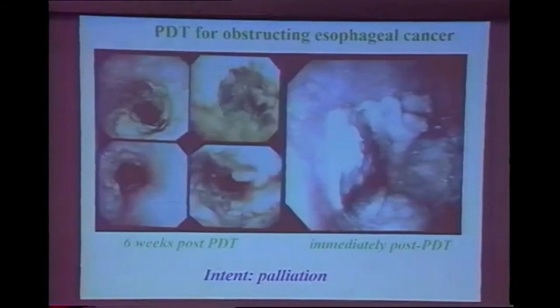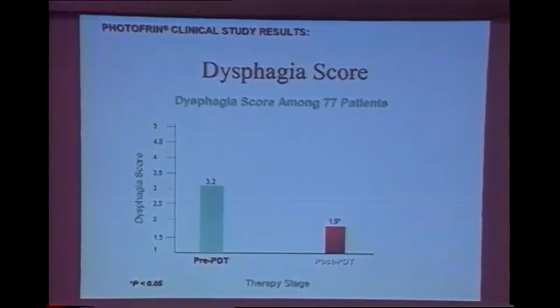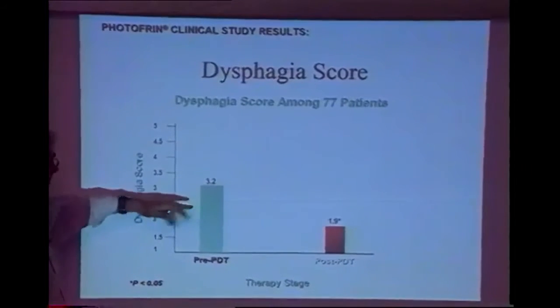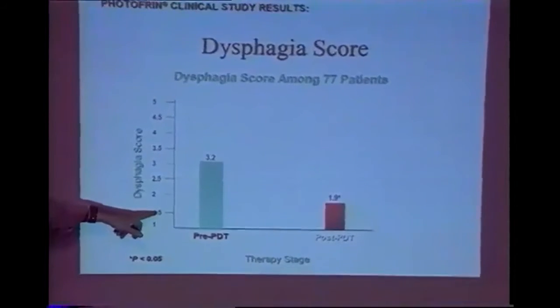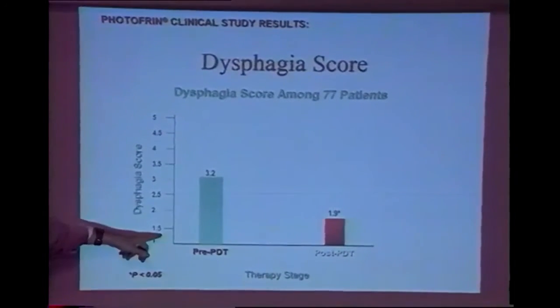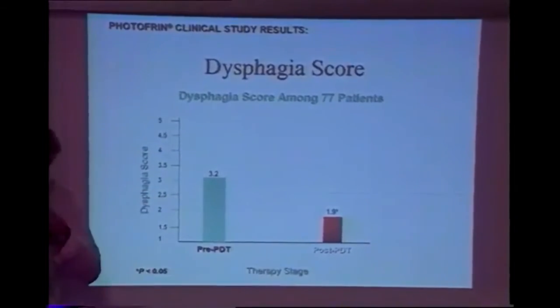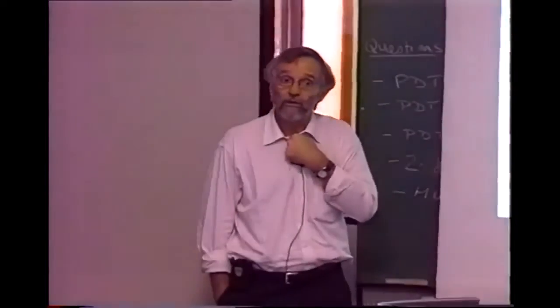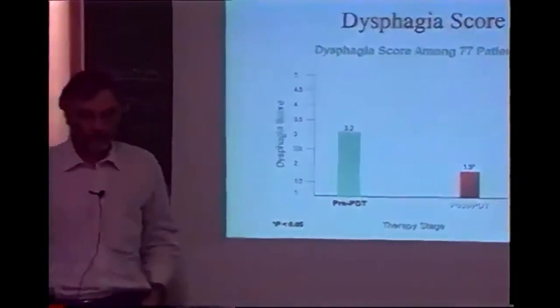I showed you this example of obstructing esophageal cancer. And clinically, these patients are unable to swallow, and so the clinical endpoint for these patients is not survival because they're not cured, it's quality of life. So this is the quality of life measure, in other words, the amount of dysphagia, how difficult it is for the patient to swallow fluids, and so there's a significant improvement in dysphagia score with PDT.